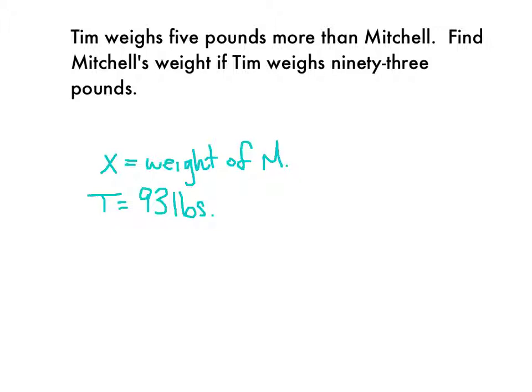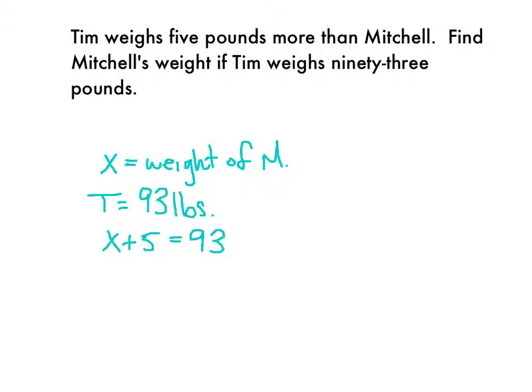So Mitchell is X number of pounds. We don't know. That's the unknown. What do I know about Tim compared to Mitchell? Okay, so how could I show that using Mitchell's weight? You could do x plus 5. Great. X plus 5. And that's going to be Tim's weight because it has Mitchell X plus another 5 pounds. All of this is going to equal what Tim weighs, which is 93 pounds.